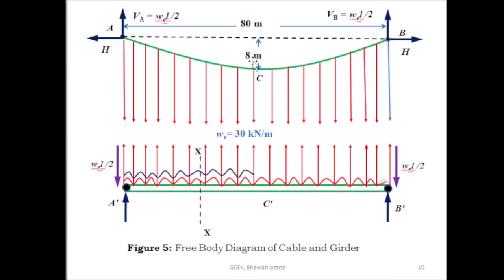And this is the dip of the cable, given as 8 meter, and this is the span of the stiffening girder. This is the span of the stiffening girder and this is the dip of the cable, the central dip of the cable.